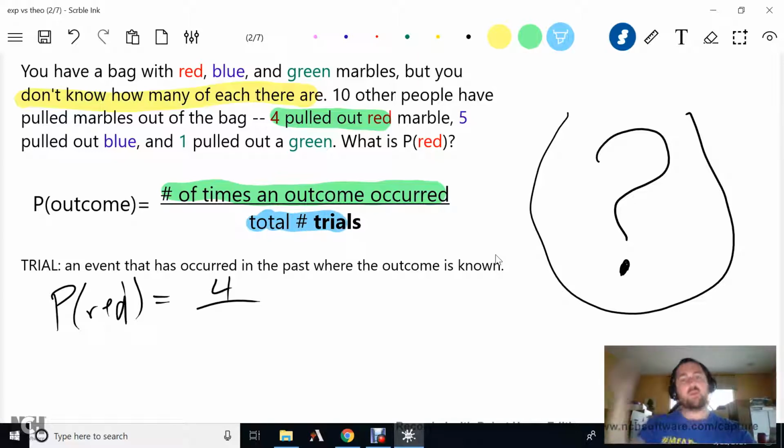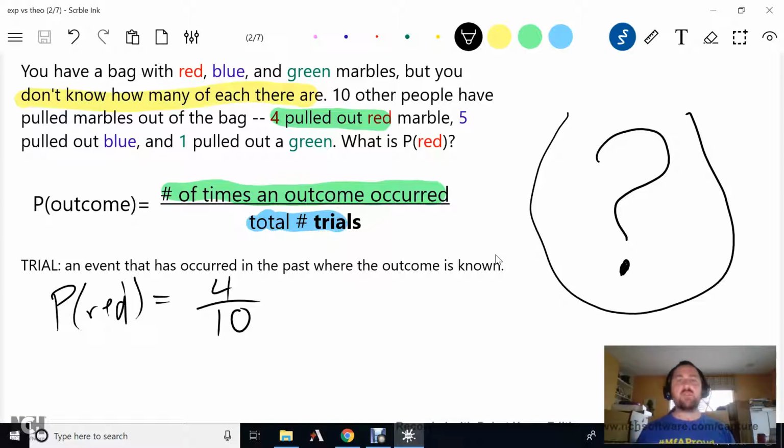A trial here was pulling a marble out of the bag, and that was 10. So this is going to be probability of red is 4 out of 10. We're not looking inside the bag, we're looking at what has happened in the past. And while both of these probabilities are fractions and both of them have to do with red marbles, they're actually very, very different in nature.